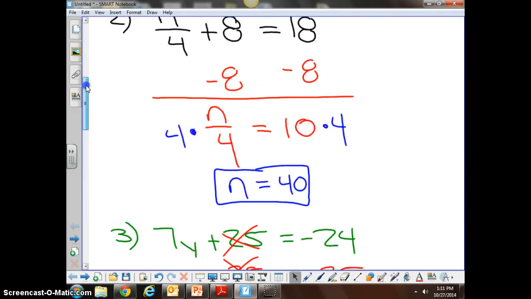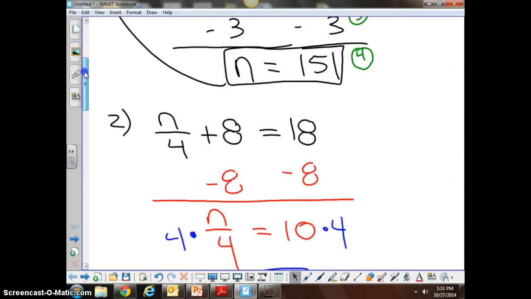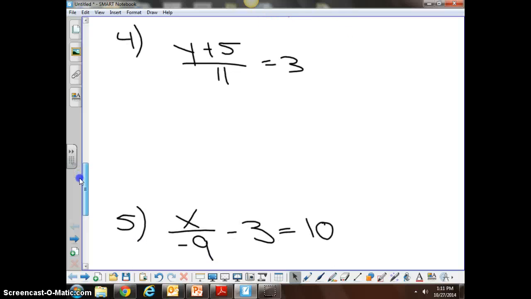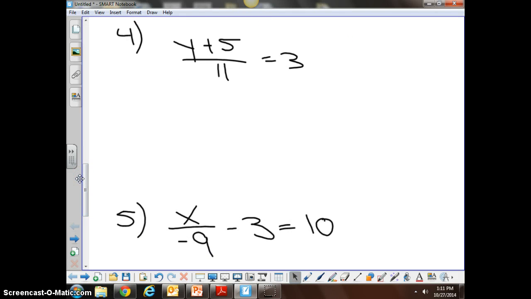All right, ladies and gentlemen, here's what we got. We are on 2-8, solving two-step equations. You've already got 3 examples. We are on number 4. Hopefully you've worked these out already. We've got (y + 5) over 11 equals 3. If I ask for your participation, please join in.